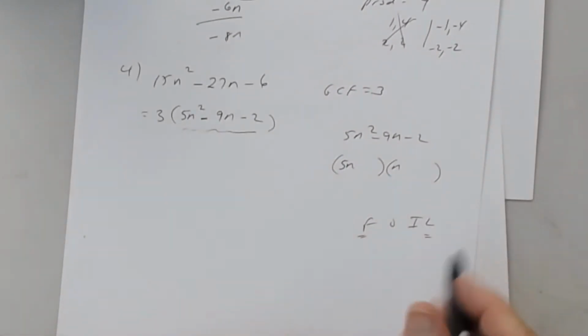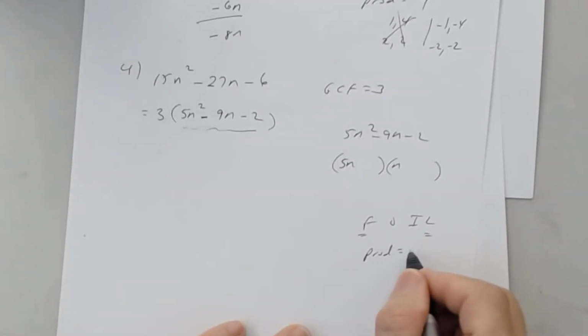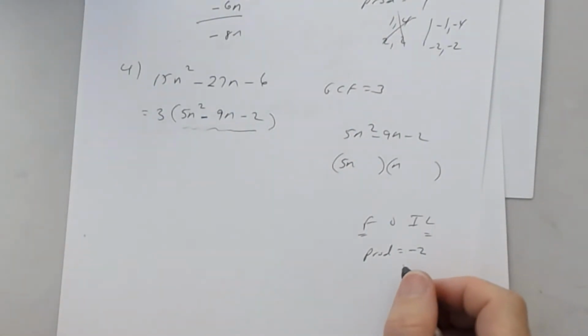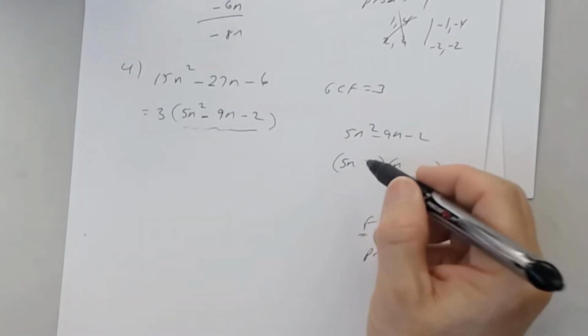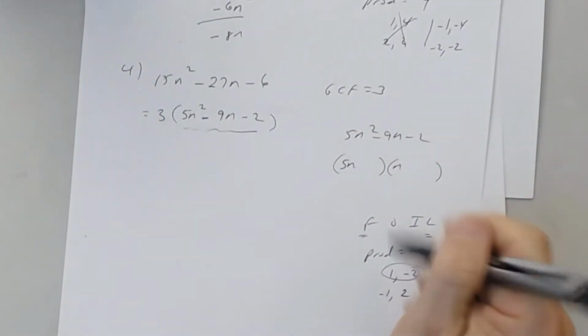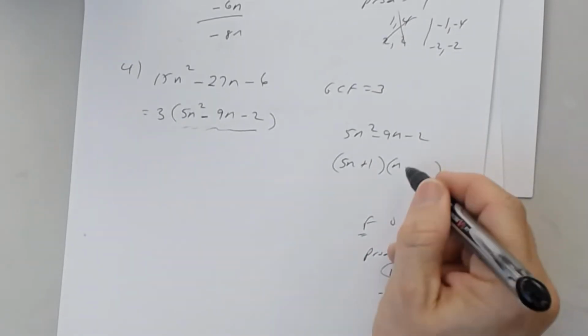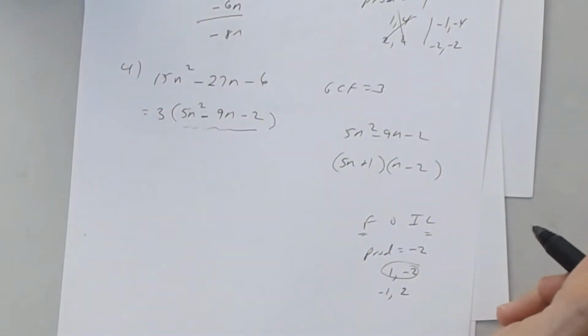So I need 2 numbers whose product is what? Negative 2. So let's think about 2 numbers whose product is negative 2. Positive 1, negative 2, or what? Negative 1 or positive 2. Right? It's only possibilities. All right. Which one do you want to try first? Pick one. Positive 1, negative 2. So let's say I put the one with the plus 5 and the negative 2 with the n. Put them in.